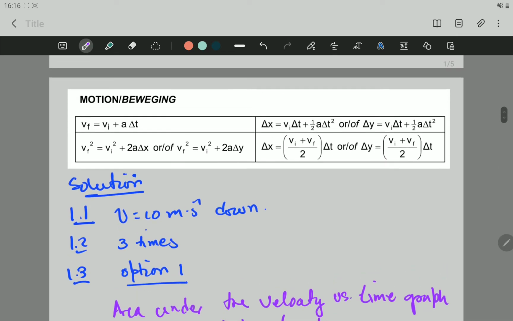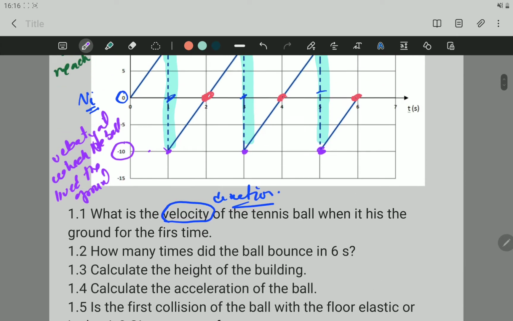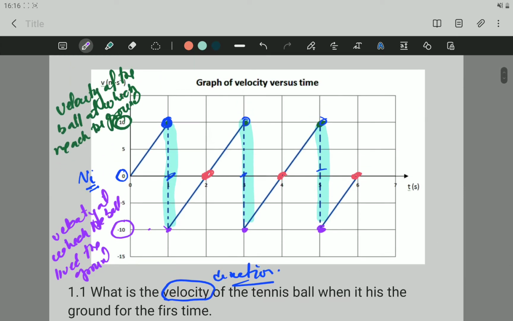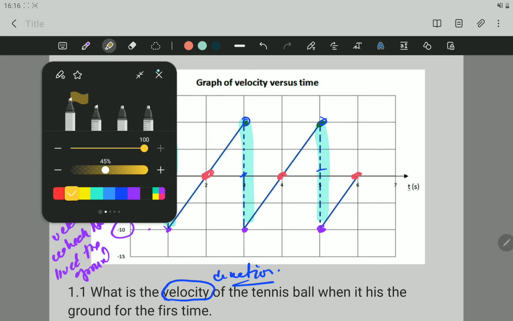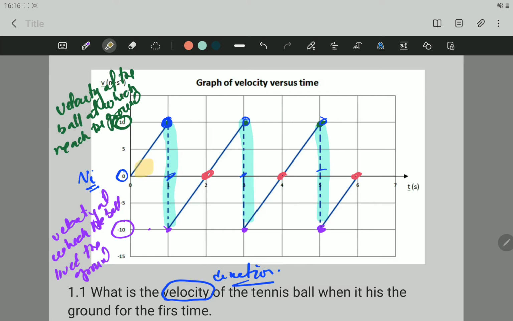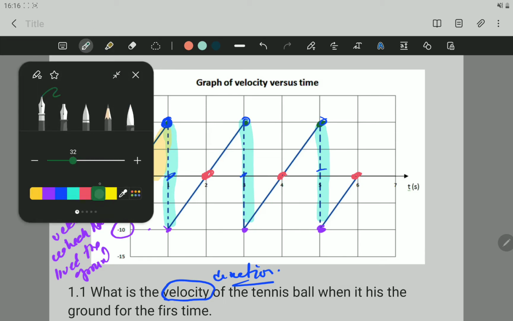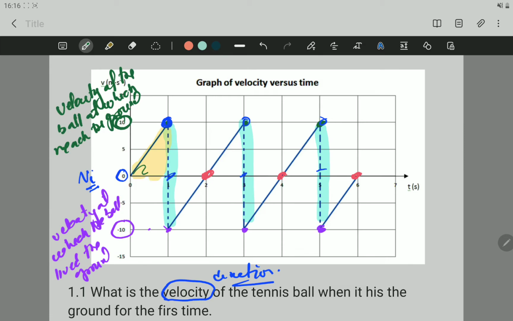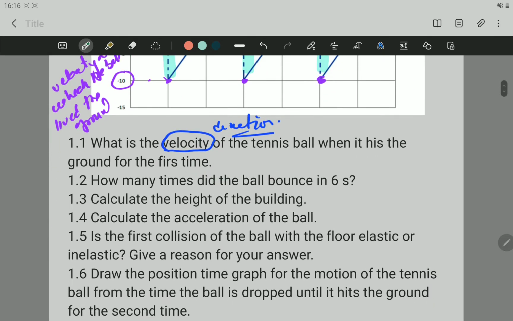Now, if we go to the graph from here, we may calculate the area under this graph, this side here. This area is clearly a triangle, so we can use the area of the triangle. It was work done previously. Then we have one side, then we have the other side. So the area under that graph will give you the distance.